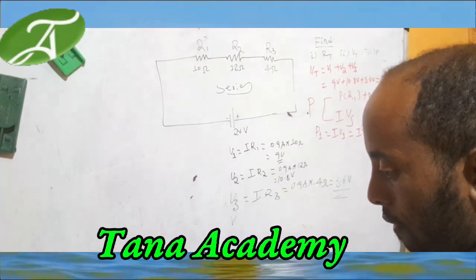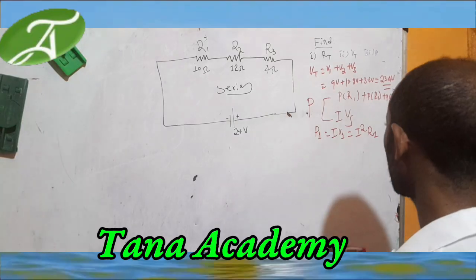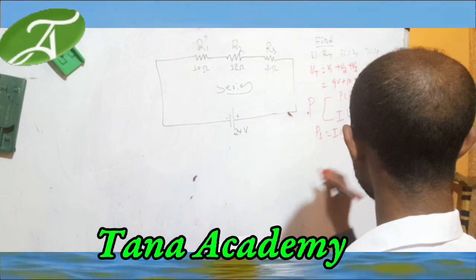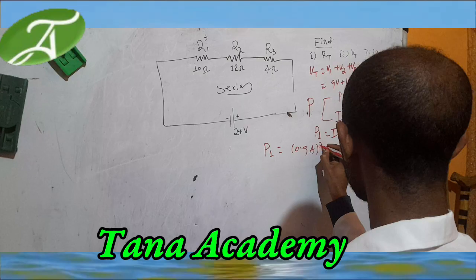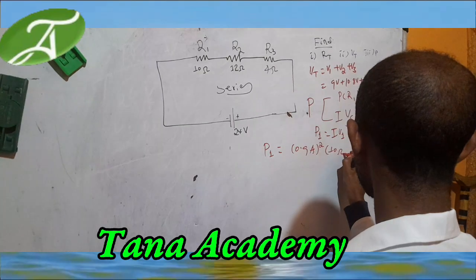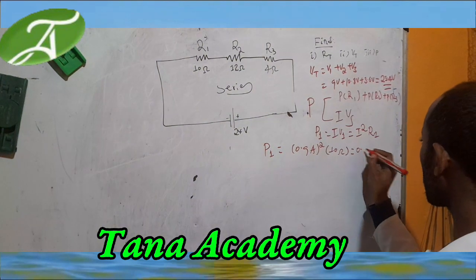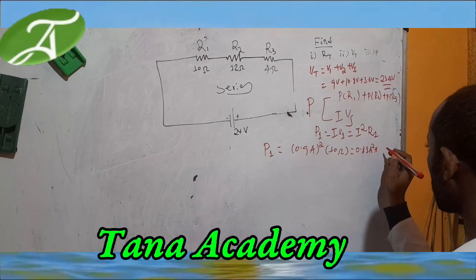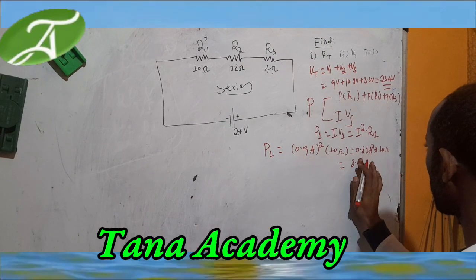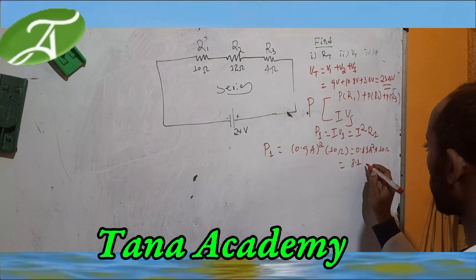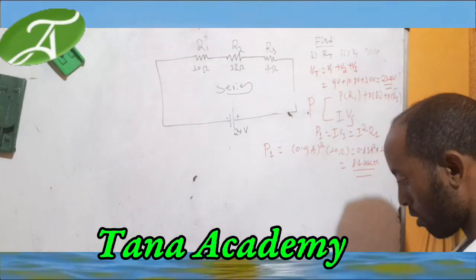Therefore, okay, P1 is equal to I is 0.9 ampere squared times R1 is 10 ohm, and it becomes 0.81 ampere squared times 10 ohm, which is equal to 8.1 watts.